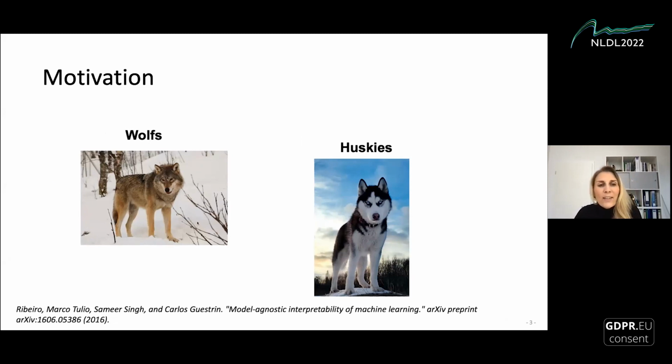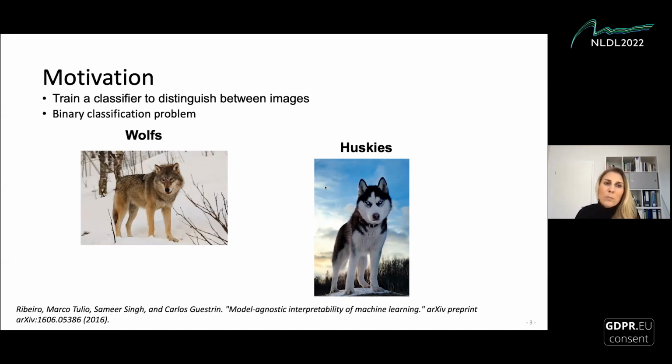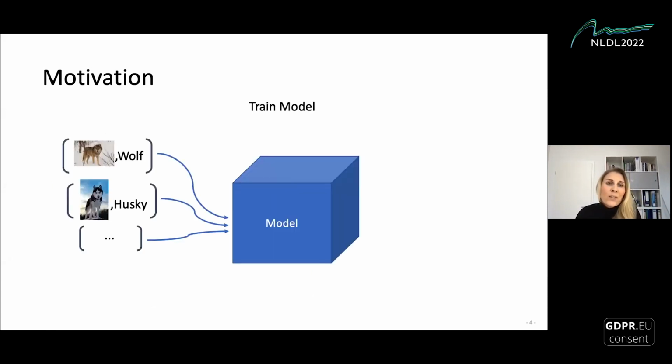The task is to discriminate between images of wolves and huskies. This is a binary classification problem and easy to solve for us. So we train a model with our training images. Here we have the wolves and the correct labels, and we train our model, for instance an SVM or a deep neural network. And the model learns to classify between wolves and huskies.